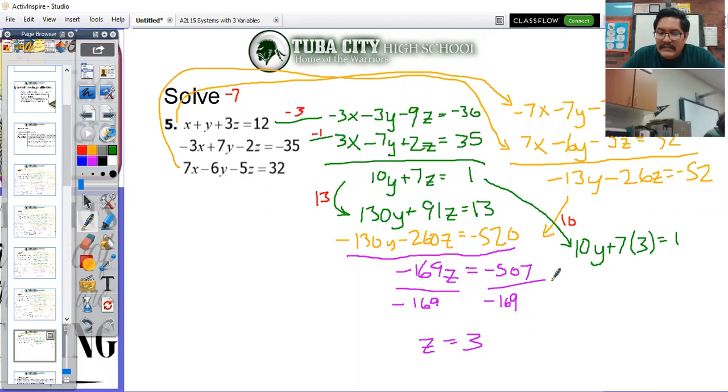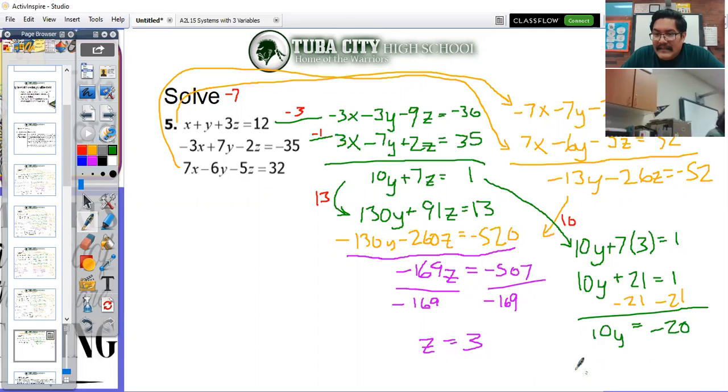All right, so put these together. 10y plus 7 times 3 is 21. And I got to get rid of this 21, so I'm going to minus 21 from both sides. 10y equals negative 20. Now, what must y be in order to multiply it by 10 to get negative 20? Well, we can divide both sides by 10. So negative 20 divided by 10 would be negative 2. And now we have the y value.